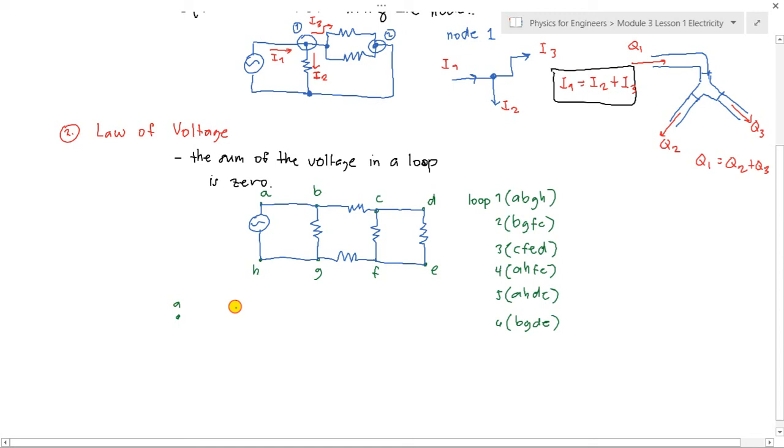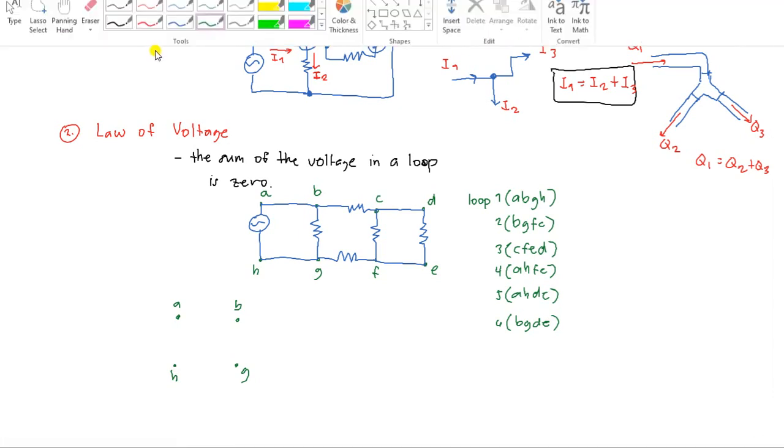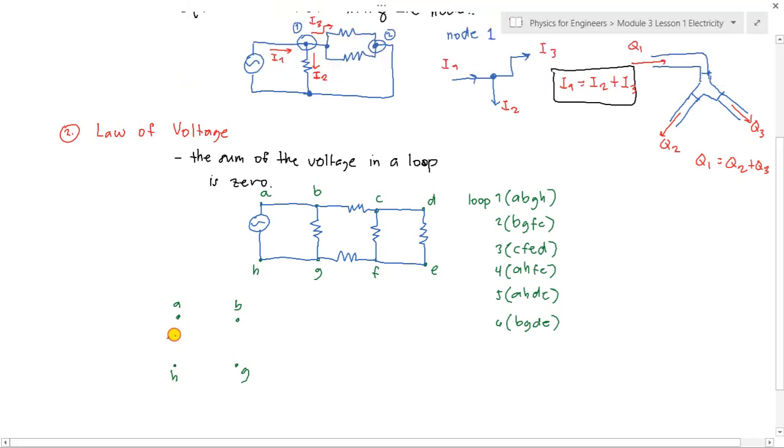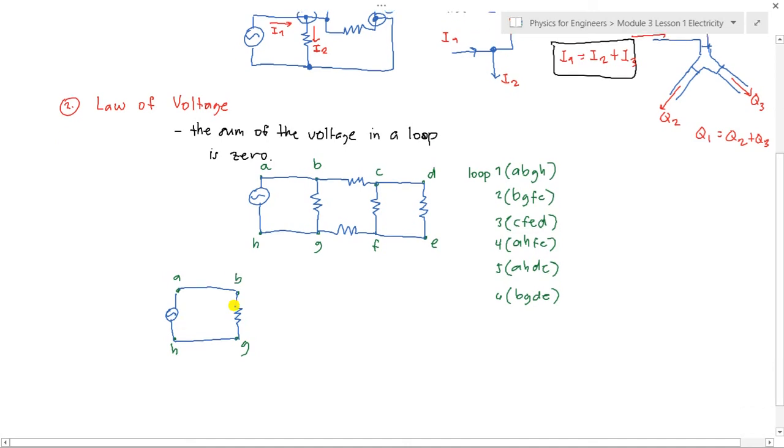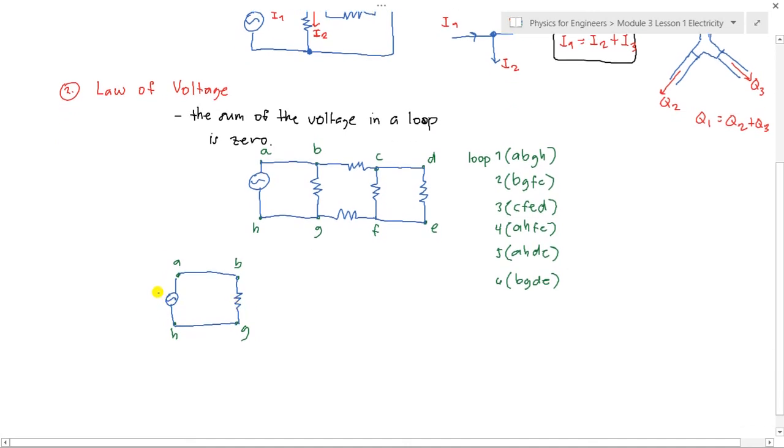A, then B, then G, then H. Here, the given is we have a power source, okay, then we have a single resistor. Yan na siya. So here, our sign convention, if this is the positive terminal and this is negative, assume that the current flows from positive to negative. So let's say this is I.